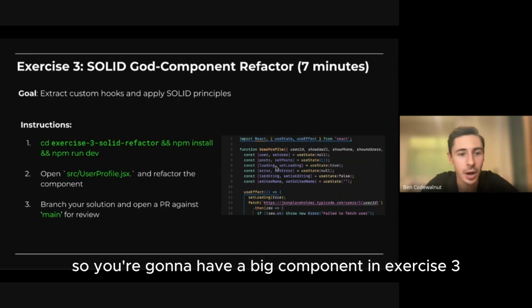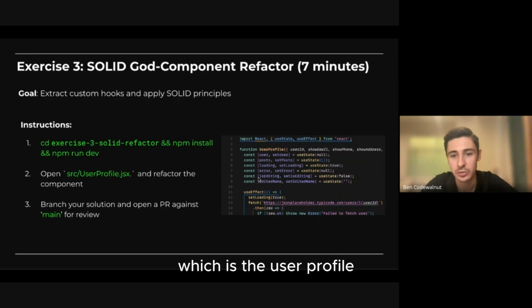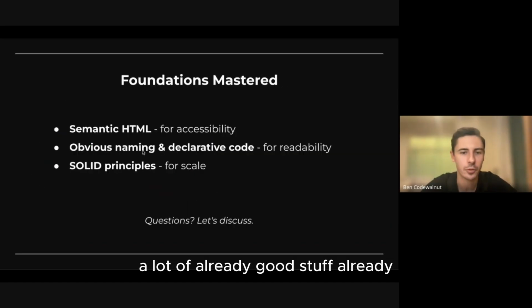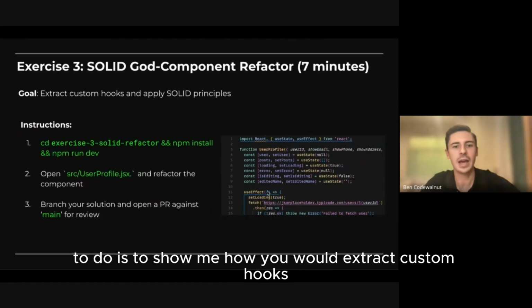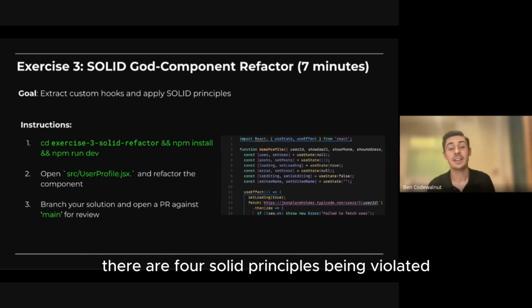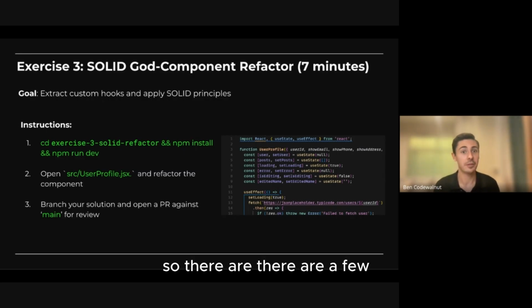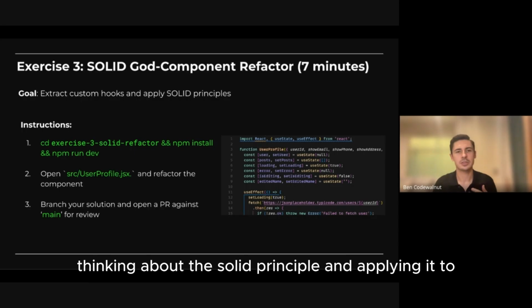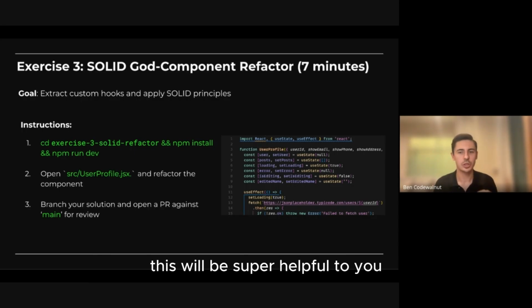So you're going to have a big component in exercise 3, which is a user profile. And there's already a lot of good stuff for you guys to do, which is to show me how you would extract custom hooks, how you'd think about the SOLID principles. I'm going to give everyone a hint. There are 4 SOLID principles being violated. So there are a few. And this is where thinking about the SOLID principles and applying them to this will be super helpful to you.